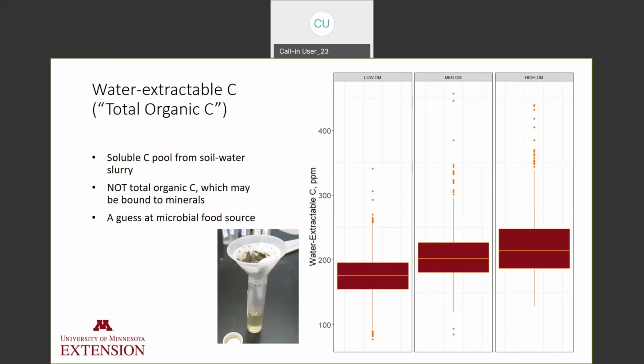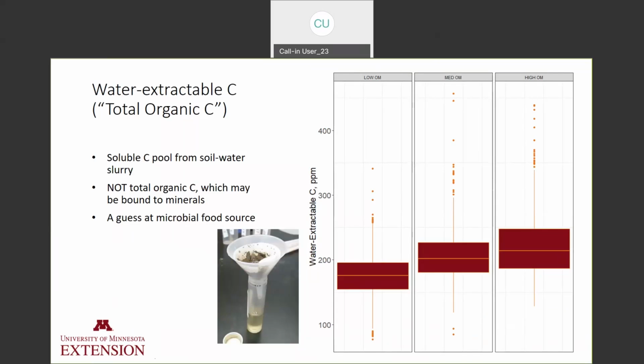So this pool of organic matter is water extractable carbon, which is similar to what it sounds like. You simply shake soil with water for a designated period of time. There's not a report for how long for this particular lab. And then you measure the dissolved carbon in the water. That's what this funnel is showing. This soil has been shaken, and then whatever carbon comes out in this water extracted is the ppm represented here.